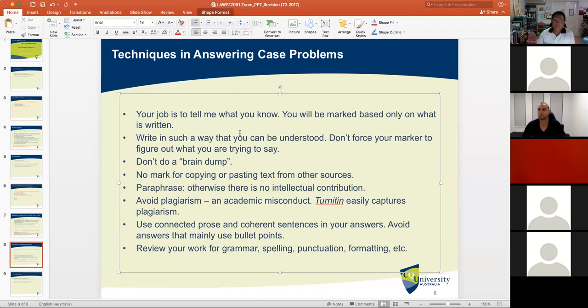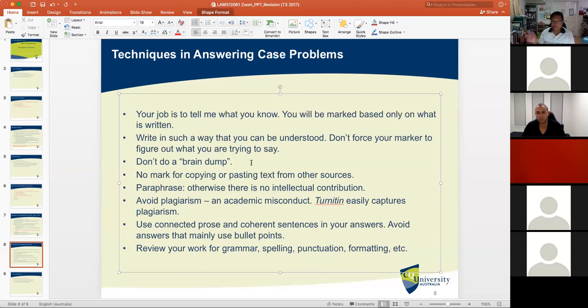Now, thirdly, as I pointed out, please do not do a brain dump. A brain dump is when you just put concept after concept, and they have nothing to do with the legal issue. It's a waste of your time, a waste of my time, and it diminishes the quality of your work. I'm not impressed, especially because this is an open book assessment. Your book is in front of you, so if you keep on copying and pasting stuff from the book, or even paraphrasing it, it doesn't impress me. So please do not do a brain dump. There's no mark for simply copying or pasting text from other sources. As I said, that's part of the brain dump.